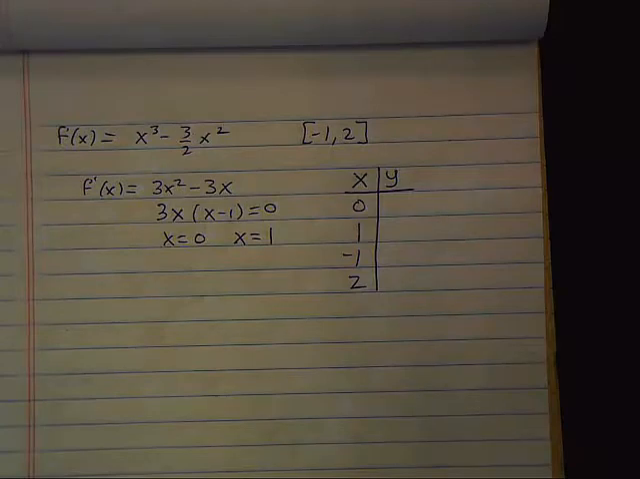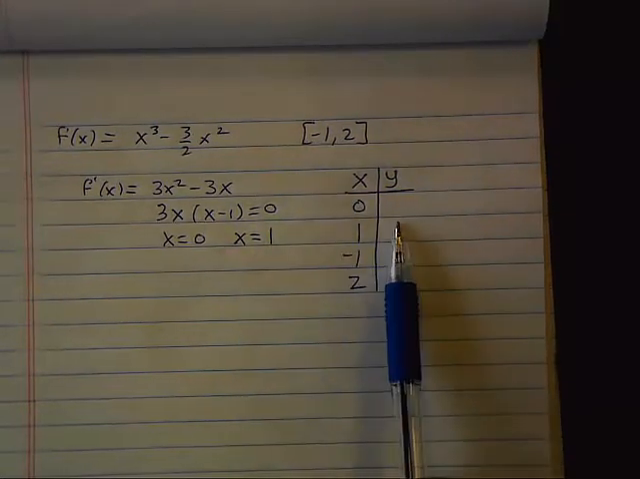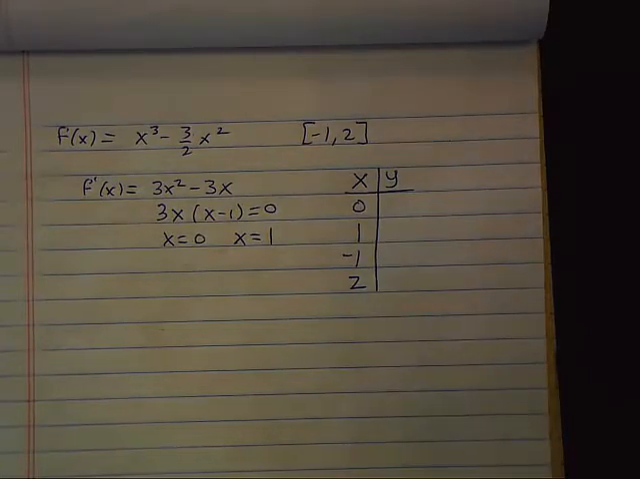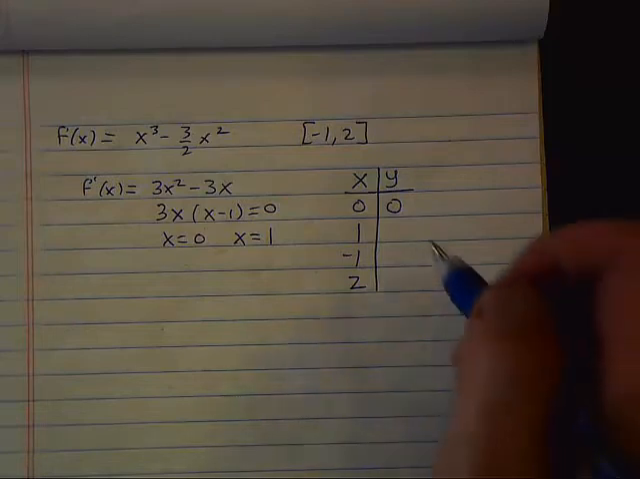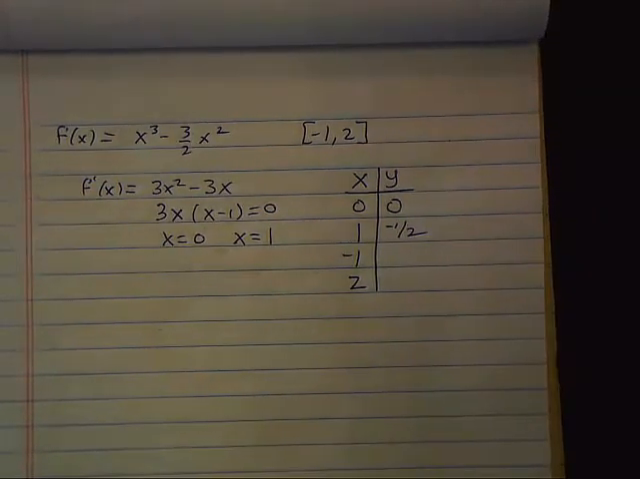All right, so I plug 0 in. I like it when I plug 0 in. I can do that in my head. I get 0. I plug in 1. I get 1 minus 3/2. 1 minus 3/2 is -1/2. I plug -1 in. I get -1 minus 3/2. -1 minus 3/2 is -5/2.